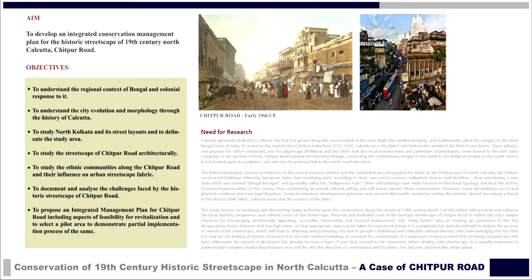The study focuses on analyzing and discovering major potential areas for conservation along the streets in 19th century North Calcutta, which will preserve and enhance the local identity, uniqueness and cultural assets of the streetscape, preserving and revitalizing the soul of the heritage streetscape of Chitpur Road to reflect the city's unique character.